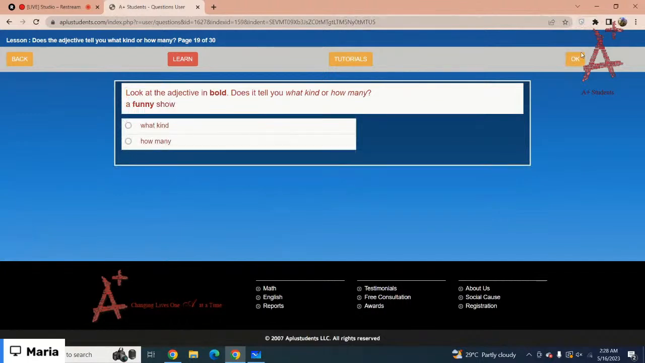Okay, well, look at the adjective in bold. A funny show, which is the correct option? Funny is the kind of the show, so it would be what kind. Look at the adjective in bold. Warm hands, so which is the correct option?